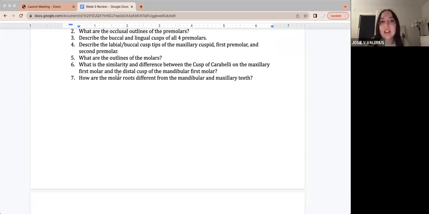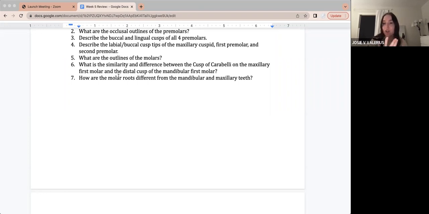Okay, what are the occlusal outlines of the premolars? So the maxillary premolars, the first premolar is a hexagon. The second premolar is like an ovoid or oval shape. And then for the mandibular teeth, the first premolar is a diamond, and the second premolar is a rounded square. So make sure you understand the differences.